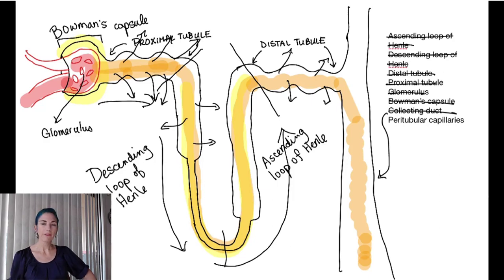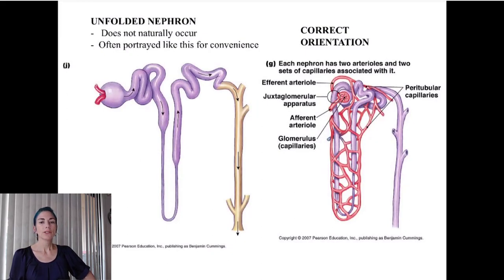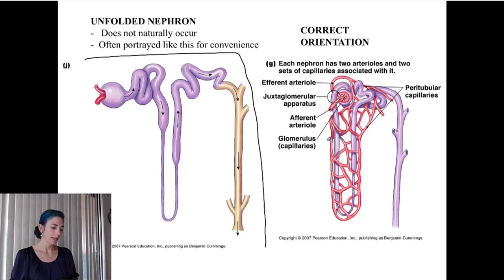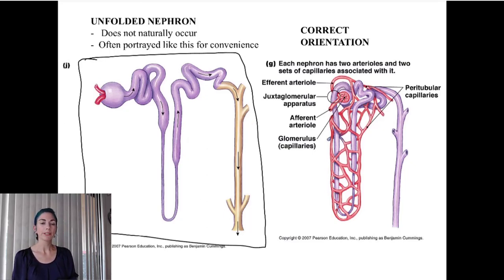Okay, so now that we've covered the anatomy of the nephron, let's take another look at it. This image here on the left is showing something kind of similar to what I drew. You should be able to identify Bowman's capsule, the proximal tubule, the descending loop of Henle, the ascending loop of Henle, the distal tubule, and the collecting duct. So let's briefly do that.